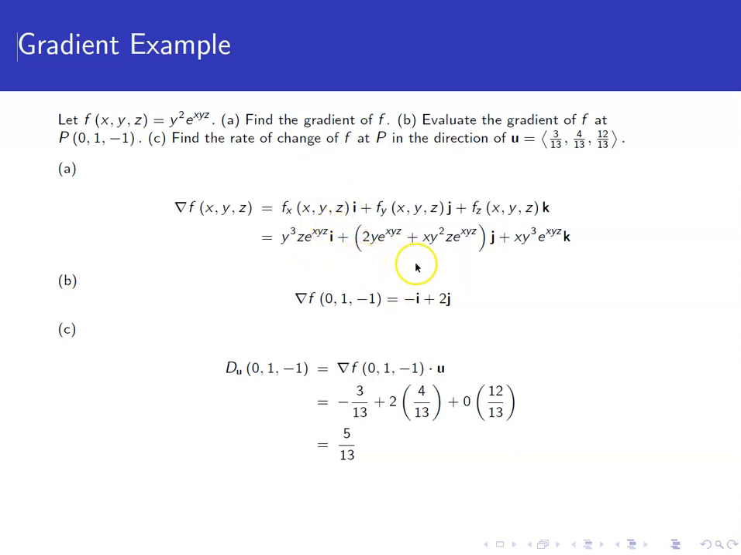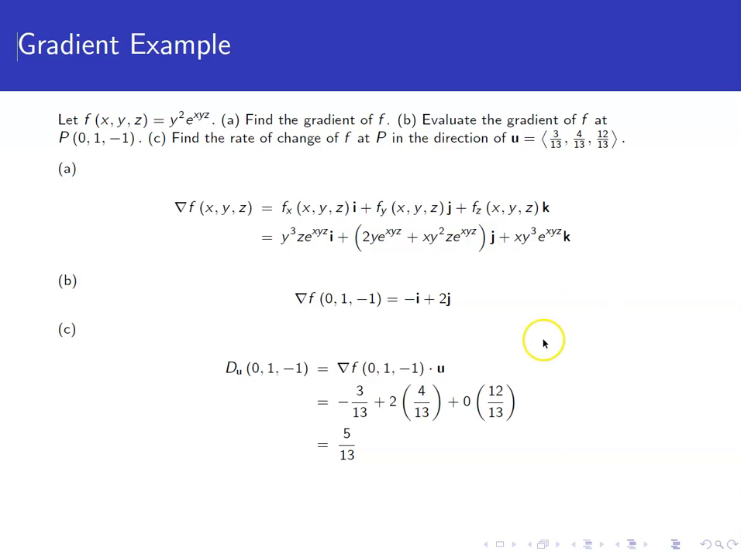We'll have to use a product rule to take the derivative with respect to y. We get a 2y e to the xyz plus an xy squared z e to the xyz. Multiply that by j. For the partial with respect to z, we'll get an xy cubed e to the xyz, and we'll multiply that by k. So that would be our gradient vector in this case.